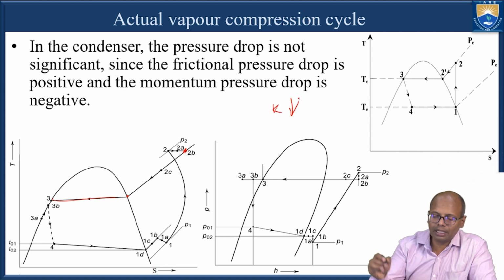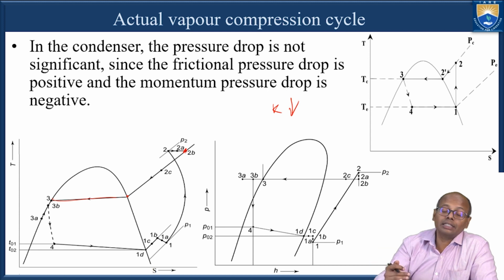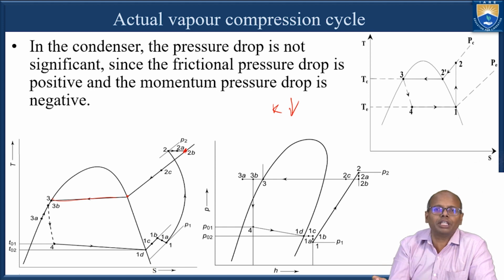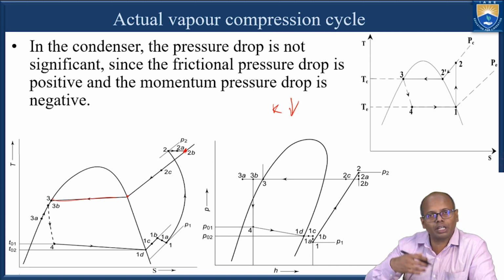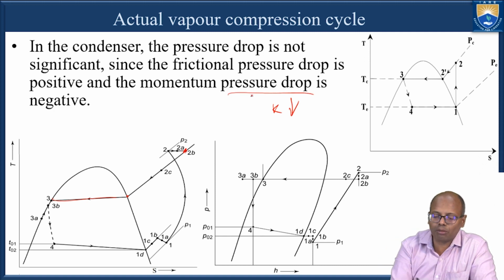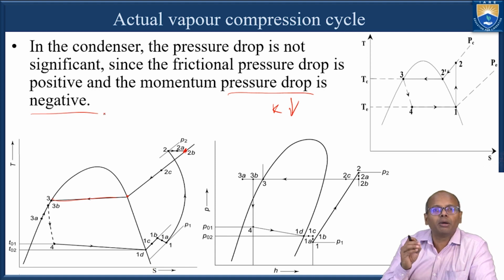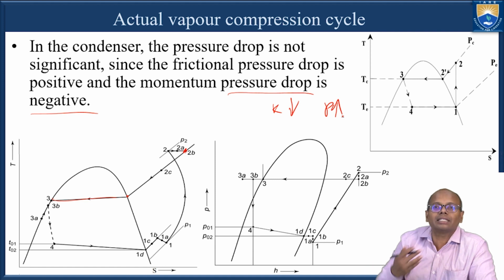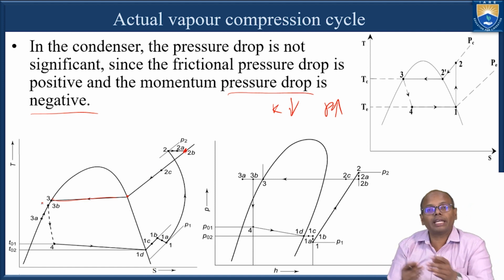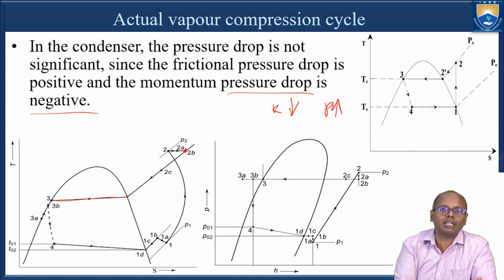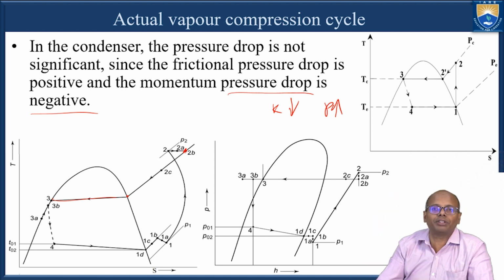The kinetic energy decreases. Since the kinetic energy is decreasing, that loss in kinetic energy is added to the pressure. Because of that, the pressure increases, or the pressure drop is negative. In the textbook it is written as the pressure drop being negative. Don't get confused about it. Because of the decrease in kinetic energy, the pressure is increased in the condenser. So there is a pressure drop because of friction, and a pressure increase because of the momentum pressure drop.